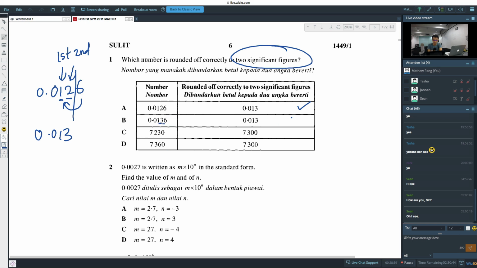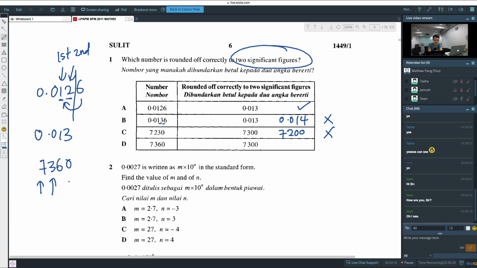Okay, so for B the same thing, two significant figures, 1, 2. So this is 6, right? So you should get 0.014. So B is wrong. C is two significant figures. This one will be 7200. So this is wrong.